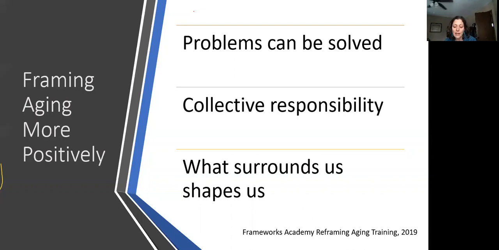And that gives us a sense that we're all aging, right? This is normal and cumulative. And we have a responsibility to care for one another and help one another, regardless of our functional abilities.